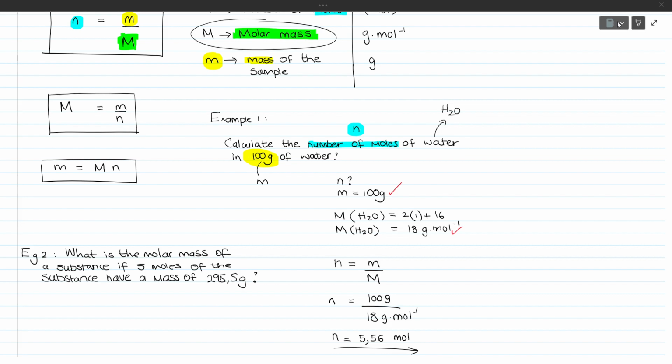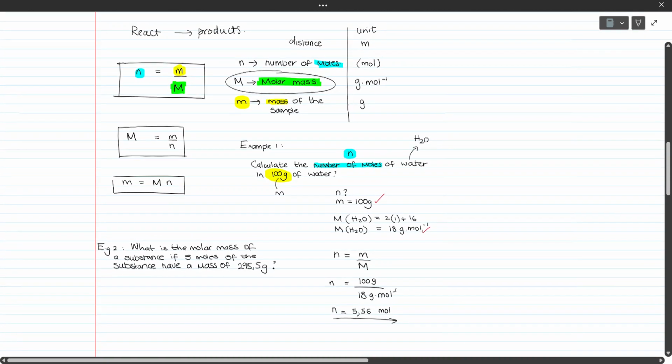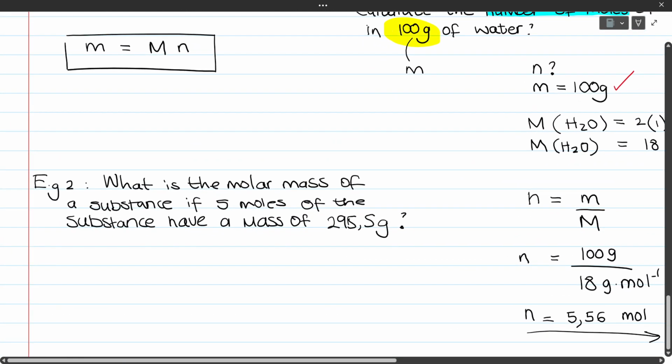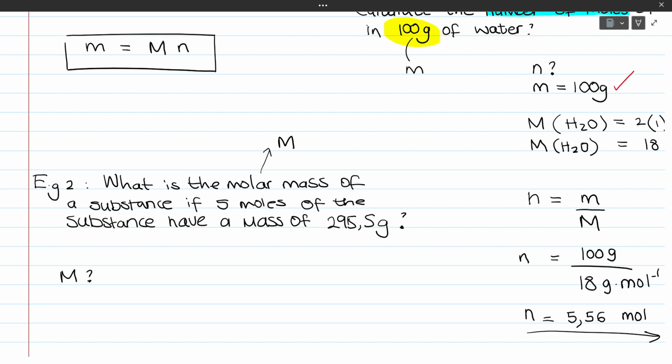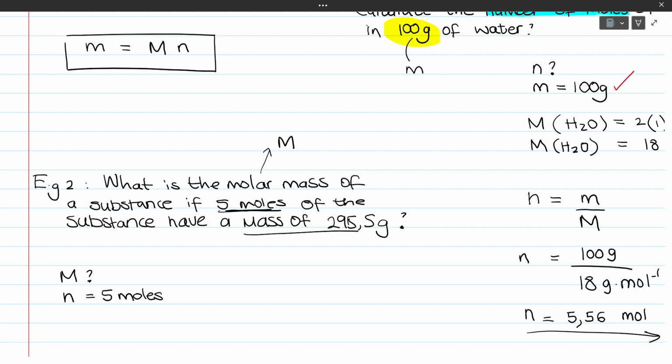Okay, so let's read the question. We've got, what is the molar mass? So we want to know molar mass, which is capital M, of a substance. If you've got 5 moles, so they're telling you your small n is equal to 5 moles of the substance, and it has a mass, which they're also giving you. So your small m is equal to 295.5 grams.